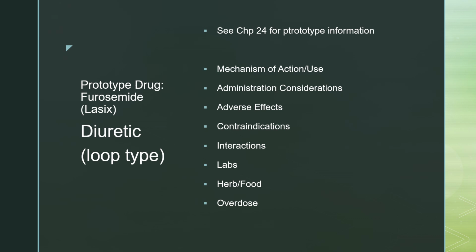Be mindful with corticosteroids and other potassium depleting drugs. Again, this causes hypokalemia. And Lasix may diminish hypoglycemic effects of sulfonylureas and insulin, so be very careful with diabetic clients. It's not uncommon for clients to have hypertension, be on a loop diuretic, as well as have diabetes and be on either an oral medication or insulin.